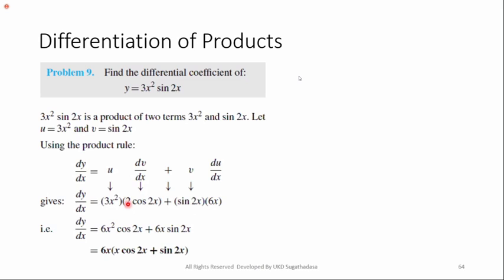6x squared cos 2x plus 6x sin 2x. That is the answer. Finally, actually, you can just take the 6x out. This is the final answer.